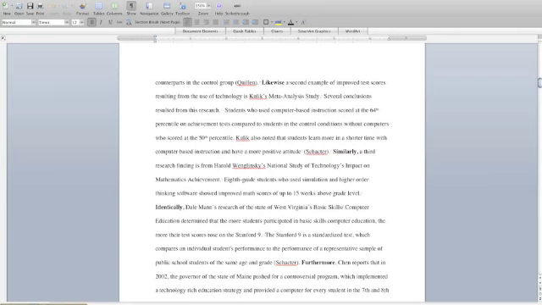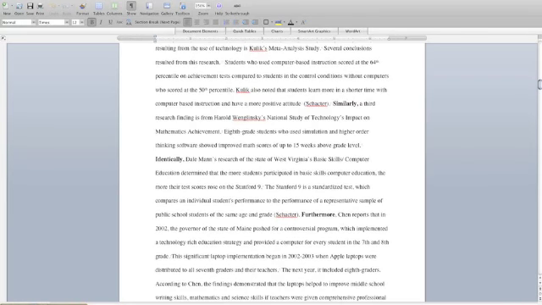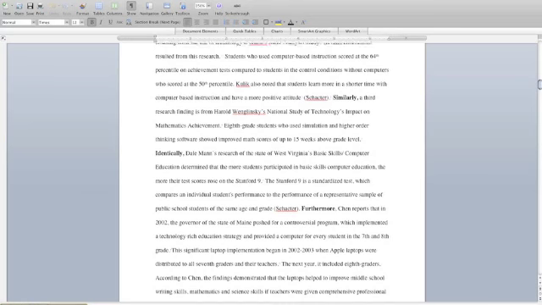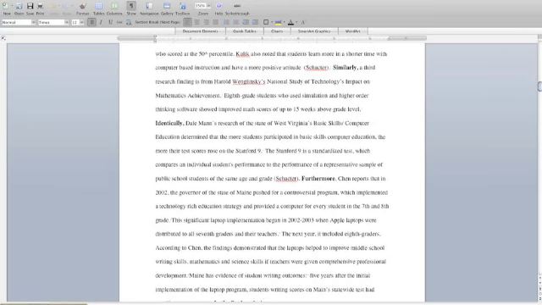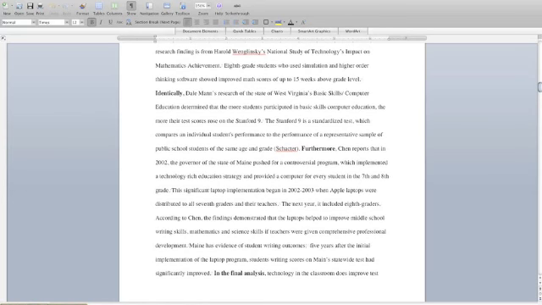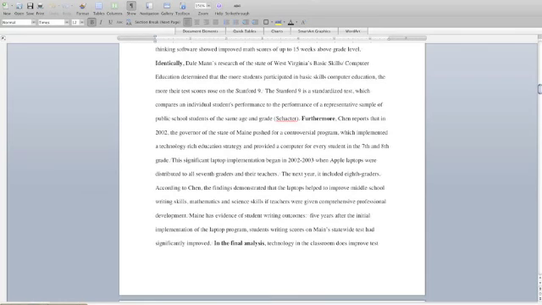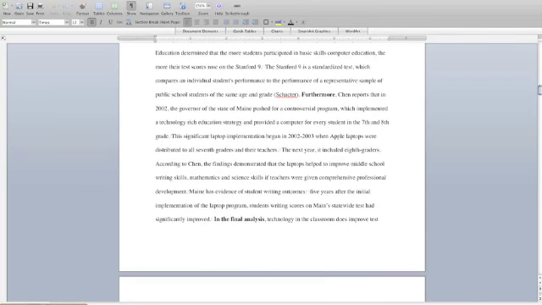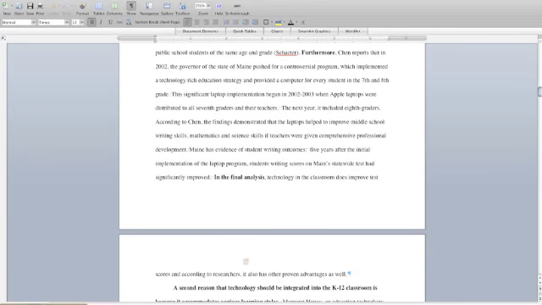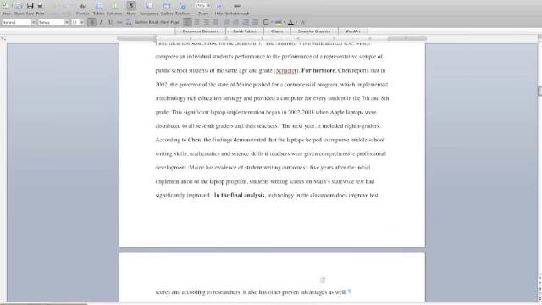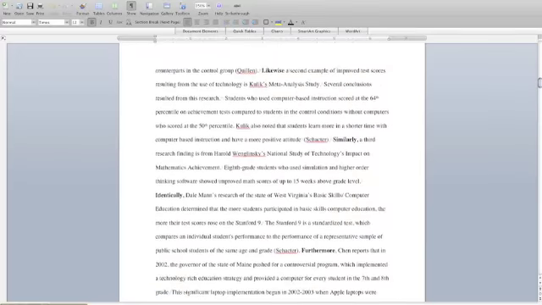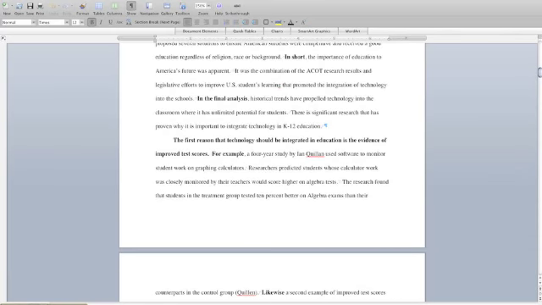Similarly, a third research finding. Okay, identically, another research finding with in-text citation at the end. Furthermore, Chin reports. Okay, in the final analysis, technology in the classroom does improve test scores, and according to researchers, it also has other proven advantages as well. So notice how the writer is moving through the different research examples that support the topic sentence that technology should be integrated because of the evidence of improved test scores.